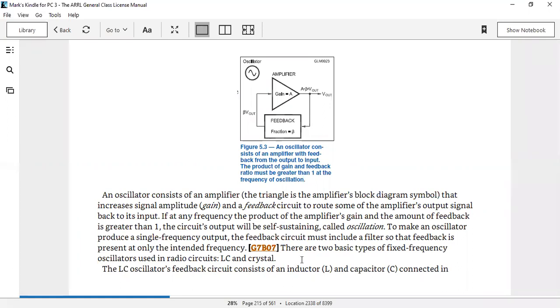And there are 2 basic fixed frequency oscillators. There's the LC oscillator, which is an inductor, L, coil, and capacitor, and there are crystal oscillators. So you see crystals in all the older equipment.